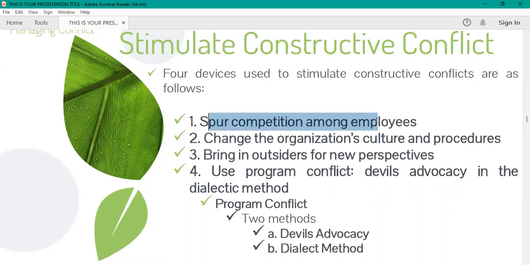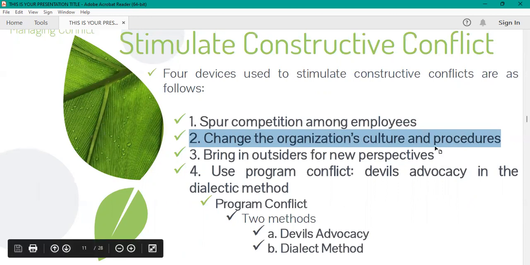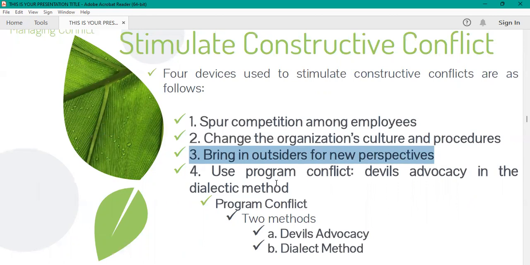Okay, so we have spur competition among employees. To avoid destructive conflict if possible, you should promote healthy competition. Next, change your culture and procedures in the company, to give people a new horizon. Next would be bring in outsiders. So you may ask guidance from experts or call in trainers to bring back constructive work. So we also have programmed conflict.